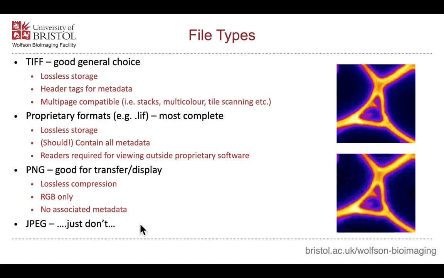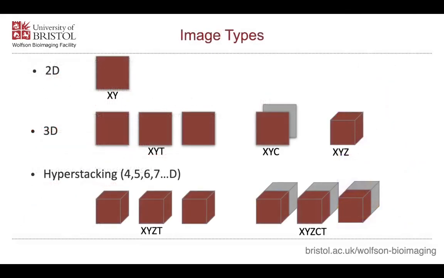But for display, for sending images, quick presentations in the office, etc., JPEG is fine, I would say, but don't do any quantification on a JPEG. In terms of image types, microscopes now go anywhere from 2D up to about 7 dimensions. ImageJ itself, the Bioformats Reader in ImageJ, can handle up to 5 dimensions. This is into the realms of what's called hyperstacking.